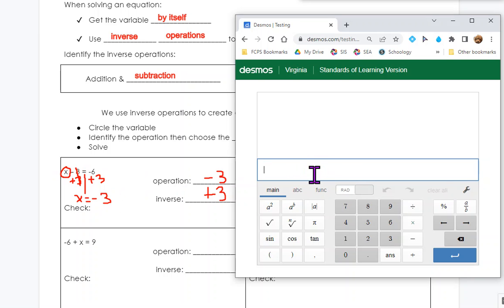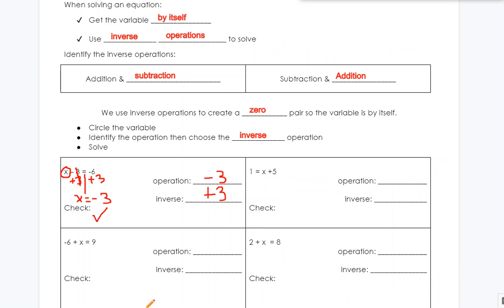So to check it, I can plug in negative 3 for x, and I want x minus 3, and that gives me negative 6, which is what they want it to equal. So I know that I got this right. Okay, let's do another one. Let's do this one below it.